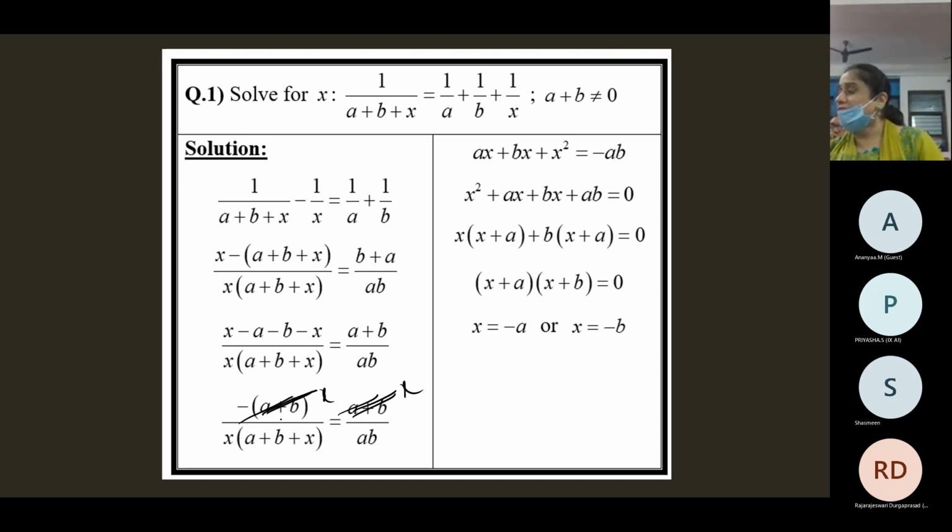So now you have a doubt like when we cancel here, why not in the present sum? That's because this one is only a plus b. There is no x factor in it. So you are not losing any value for x. A plus b has no x in it, so you can cancel.